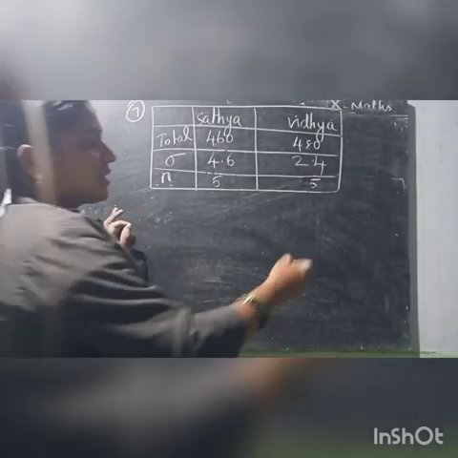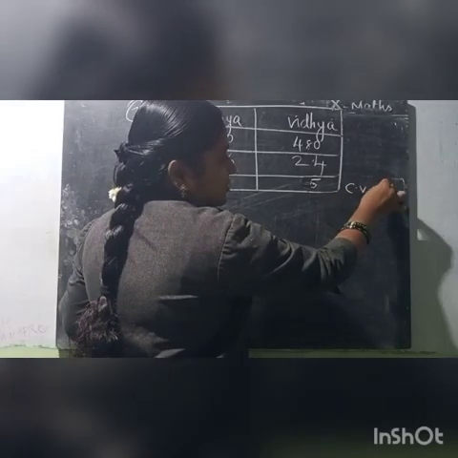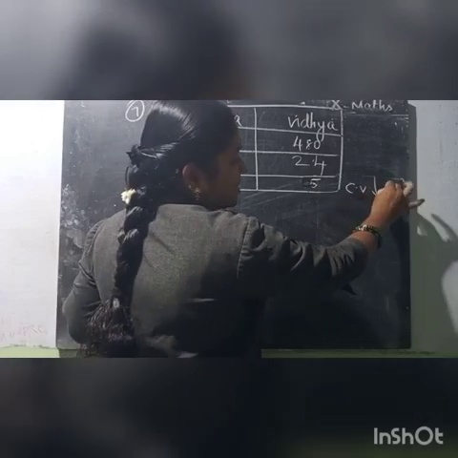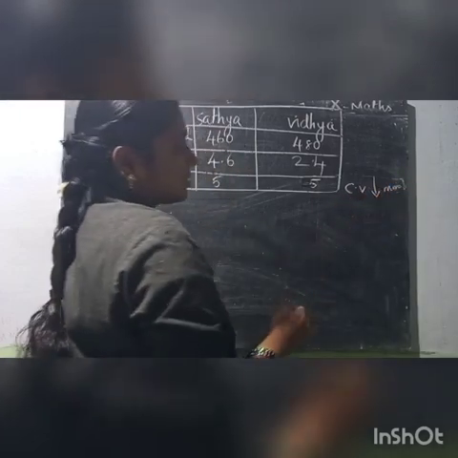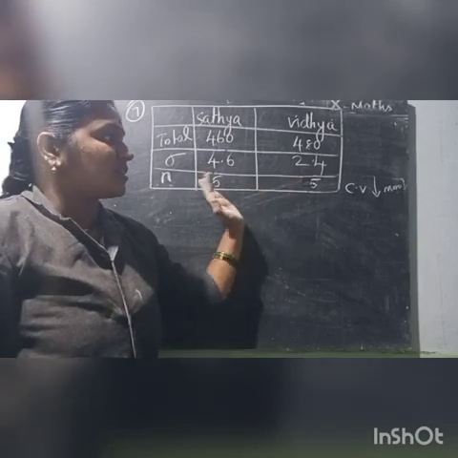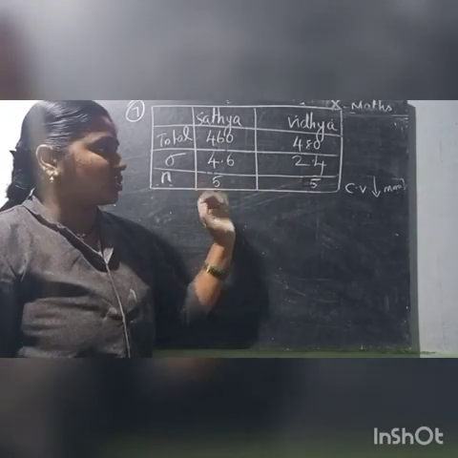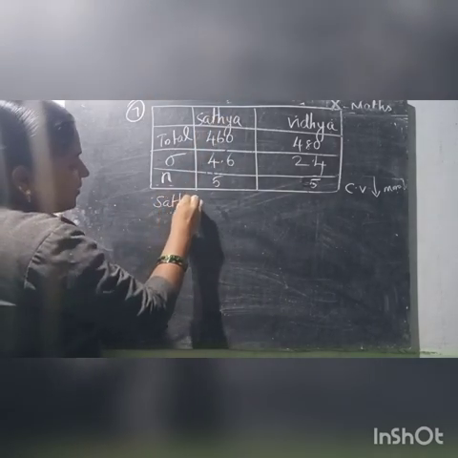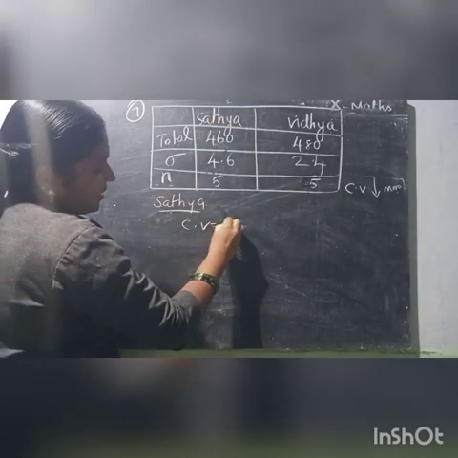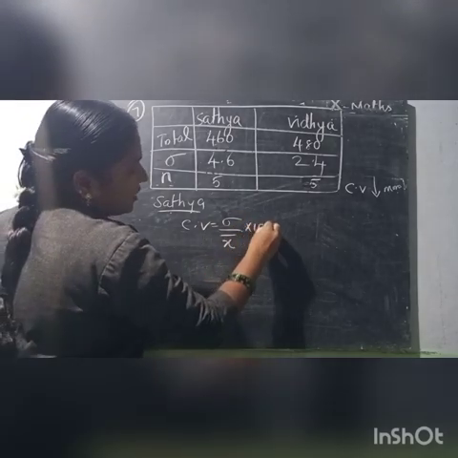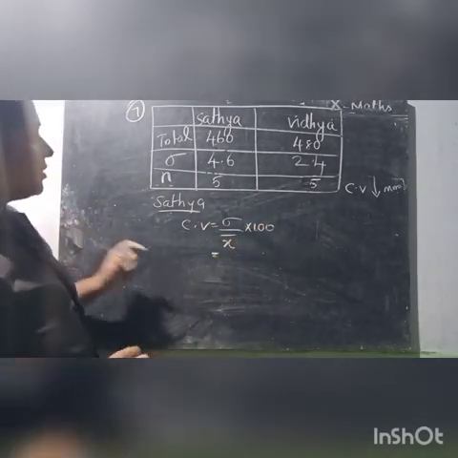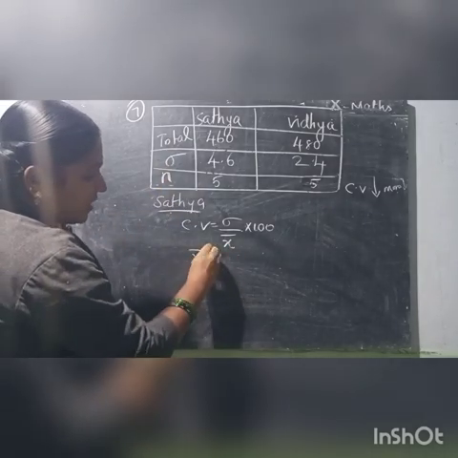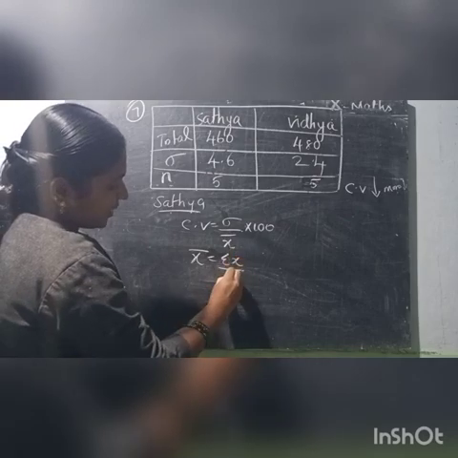As I already said, if the coefficient of variation is less, we can say this is more consistent. So we have to see who has the lower coefficient of variation. First we will calculate for Satya. CV, coefficient of variation, equals standard deviation by x bar into 100. The standard deviation value we already know. We have to first calculate x bar, the mean value. Mean equals sigma x by n.